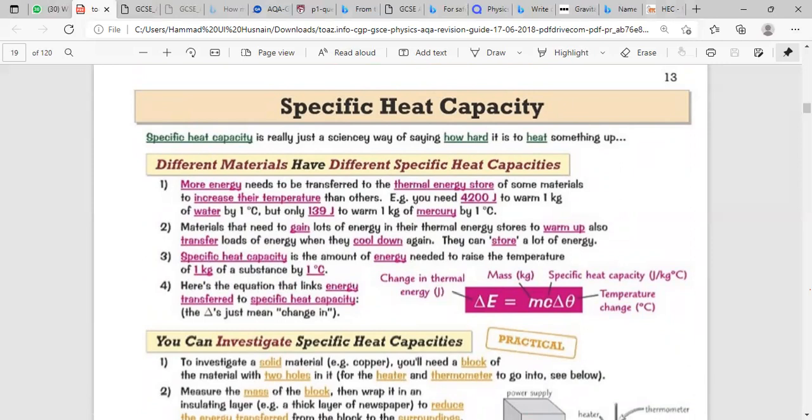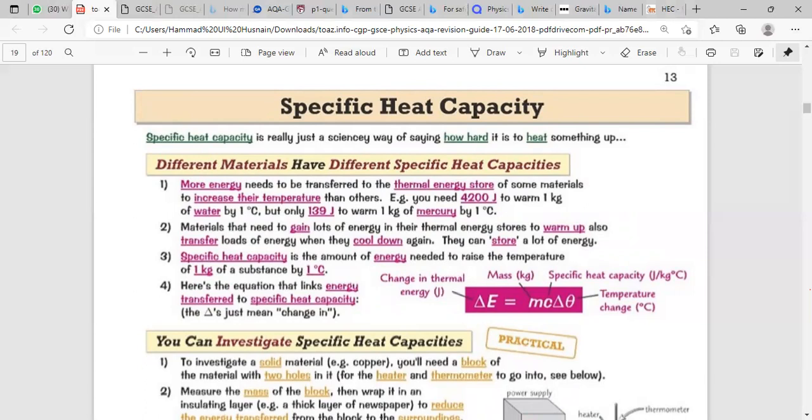Just look at point number 3. Specific heat capacity is the amount of energy needed to raise the temperature of 1 kg of a substance by 1 degree centigrade. This is the proper definition of specific heat: you have 1 kg of a certain material and you want to raise its temperature by 1 degree centigrade, then the energy you need for this purpose is called the specific heat capacity. I hope it is clear to you.